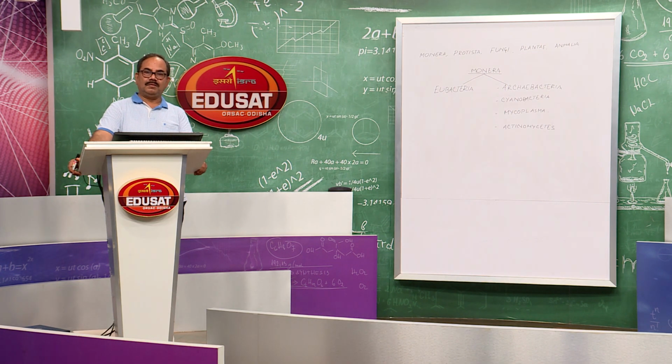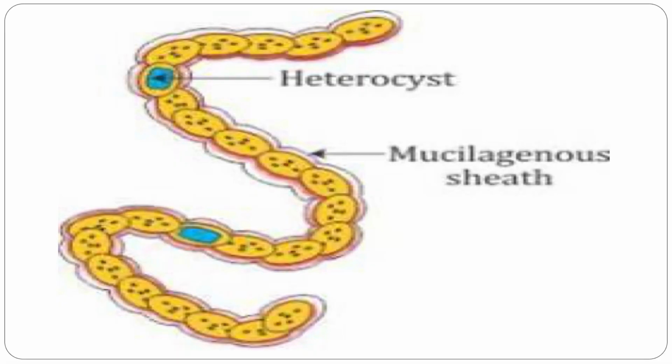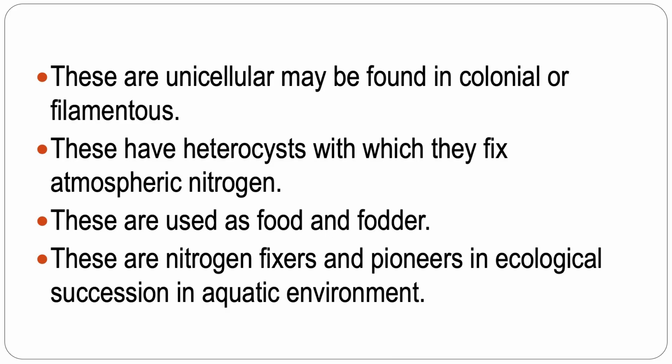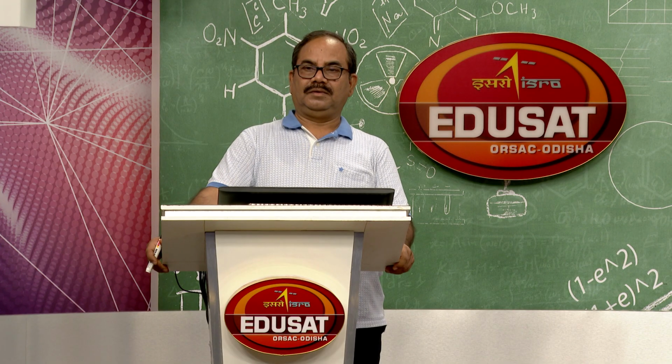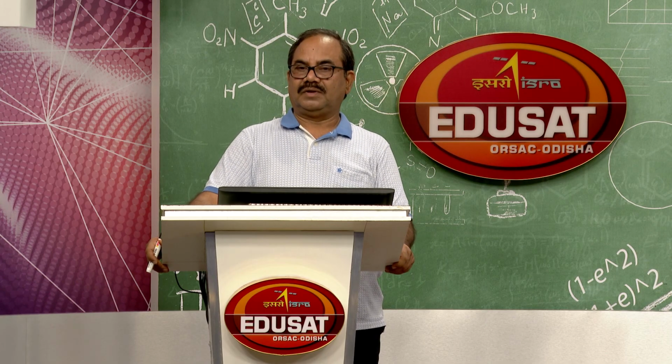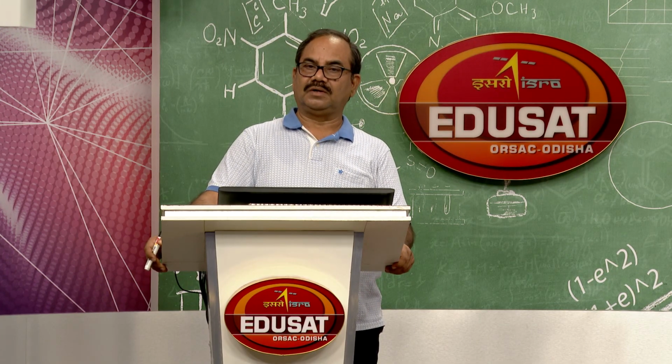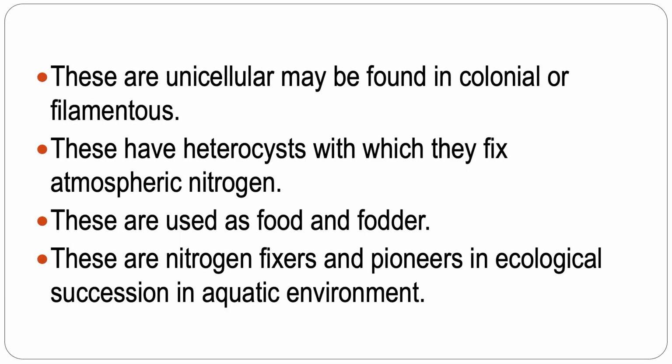Cyanobacteria have a specialized cell which is referred to as the heterocyst. With the help of the heterocyst, they can fix atmospheric nitrogen. These are unicellular, but may be found in colonial or filamentous form. As they are capable of fixing atmospheric nitrogen, they can grow anywhere where there is availability of water or moisture as well as sunlight.